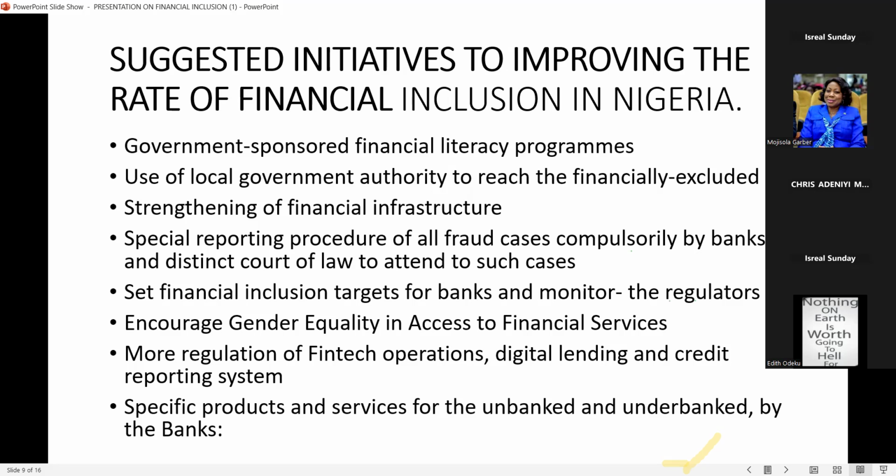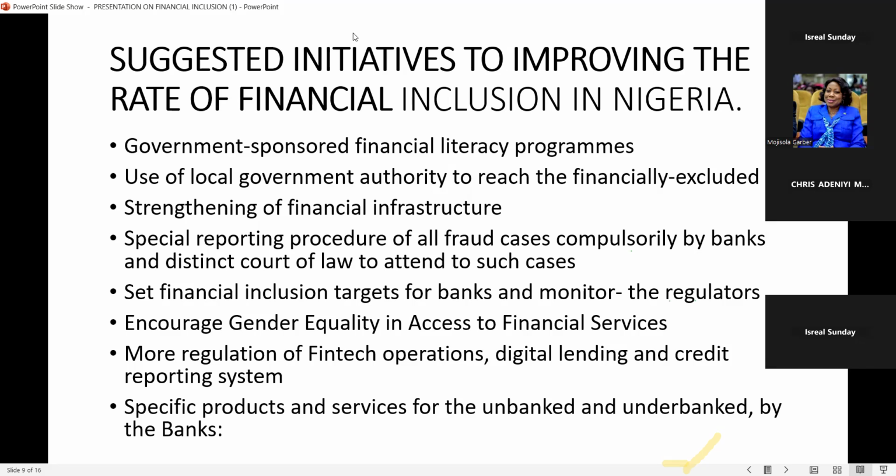Now, what are the suggested initiatives to improving the rate of financial inclusion? So I want to believe we're all following. Let me hear from you. Are we following? Yes, sir. Okay. Thank you. So the suggested initiatives to improving the rate of financial inclusion in Nigeria, that is, what are the means, efforts, strategies to improve where we are in financial inclusion in Nigeria?